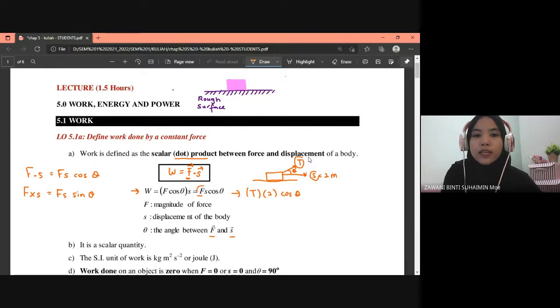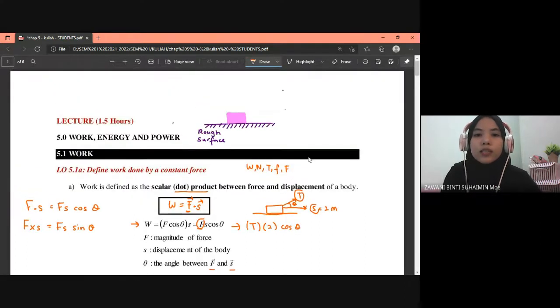Okay, force kat sini adalah force yang kita dah belajar dalam chapter lepas yang ada 5 tu, iaitu antaranya kita ada first kita ada weight, lepas tu kita ada normal force, kita ada tension, kita ada friction, and also we have external force. Okay, so kalau dia minta dekat sini work due to the tension, so maksudnya force dekat sini pun akan jadi force tension. Okay, contoh saya bagi lagi dekat atas ni. Okay, contoh saya ada satu blok di atas satu permukaan yang kasar.